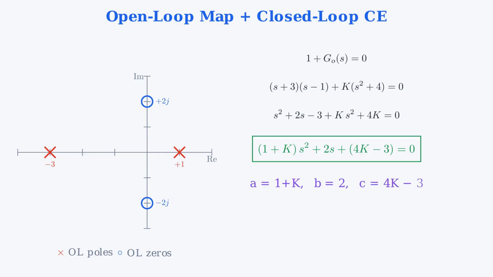Add the K-weighted zero polynomial, Ks squared plus 4K. Collect by power of s. Coefficient of s squared, 1 plus K. Coefficient of s, 2. Constant, minus 3 plus 4K, or 4K minus 3. The closed-loop characteristic equation is (1 plus K)s squared plus 2s plus (4K minus 3) equals 0. 3 coefficients, 2 of them carry K. This single quadratic is the key. We will mine 3 different facts from it.